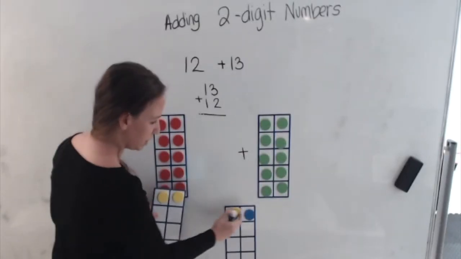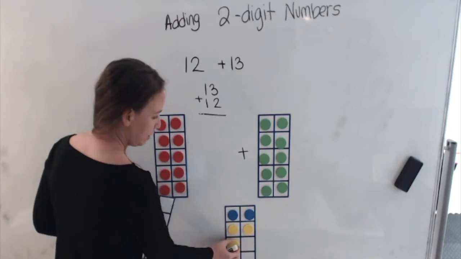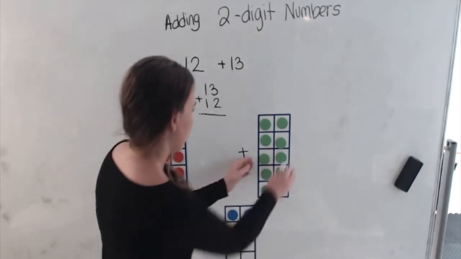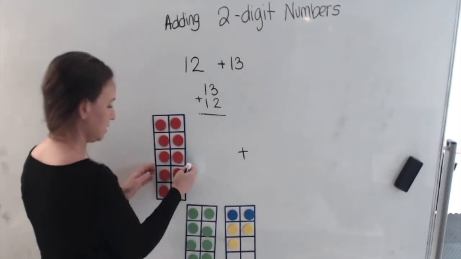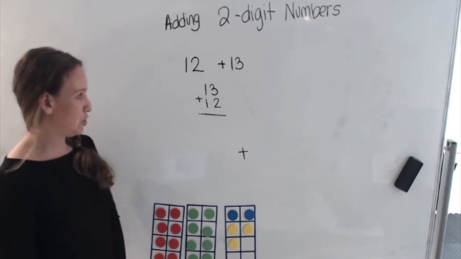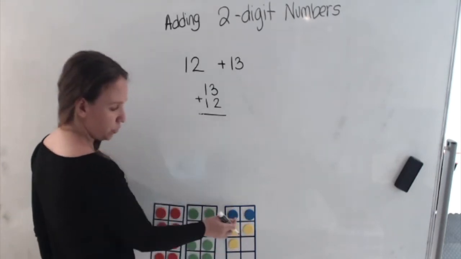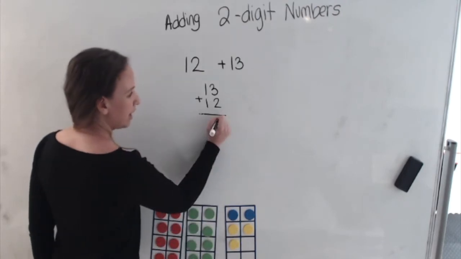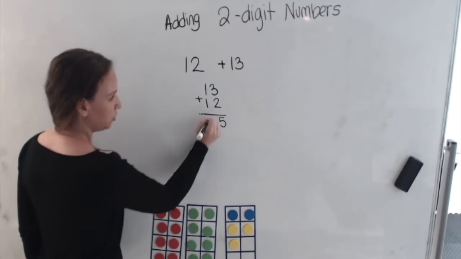So we're going to go 1, 2, 3, 4, 5. And then I'm going to also add all my 10s. So how many 10s do I have and how many ones do I have? I have 1, 2, 3, 4, 5 ones and 1, 2 10s.